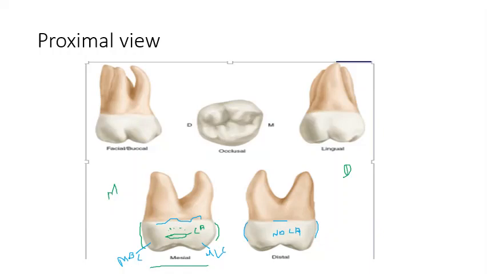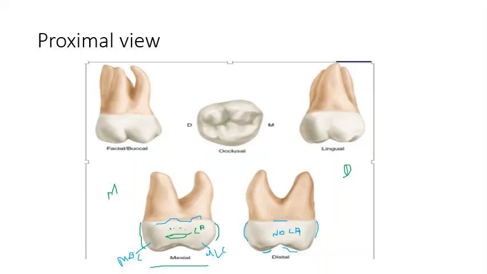And we can see there is a little smaller distolingual cusp. So we can see the other cusp from this aspect, that is the other distal, mesiolingual and the mesiobuccal cusp can be observed from this view over the maxillary second molar.